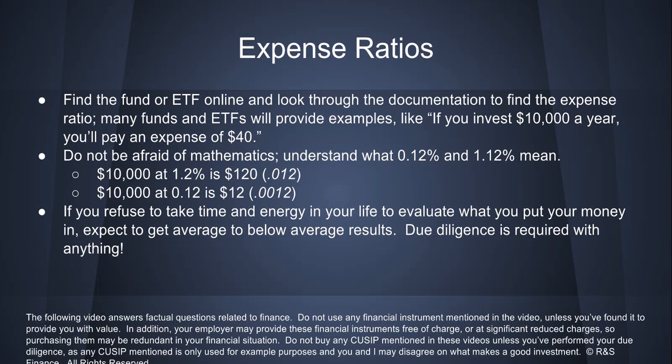$10,000 at 1.2% is $120. $10,000 at 0.12% is $12. This should be a percent here. Okay, it's $12. That's 0.0012 is 0.12%. 1.2% is 0.012. If you understand this, you'll be okay.